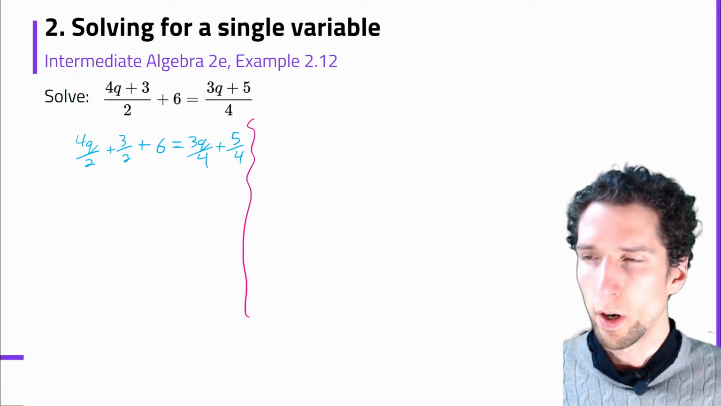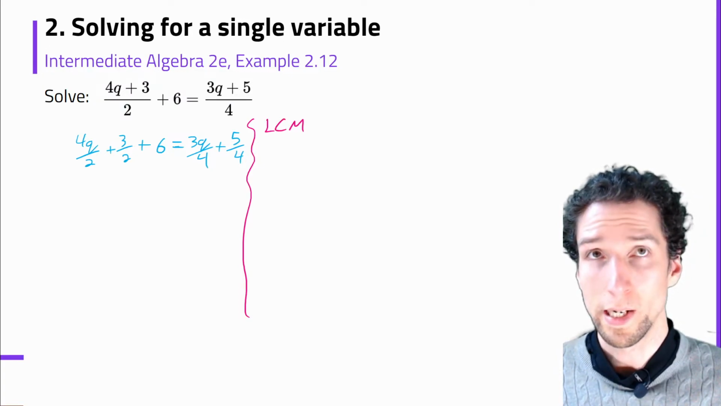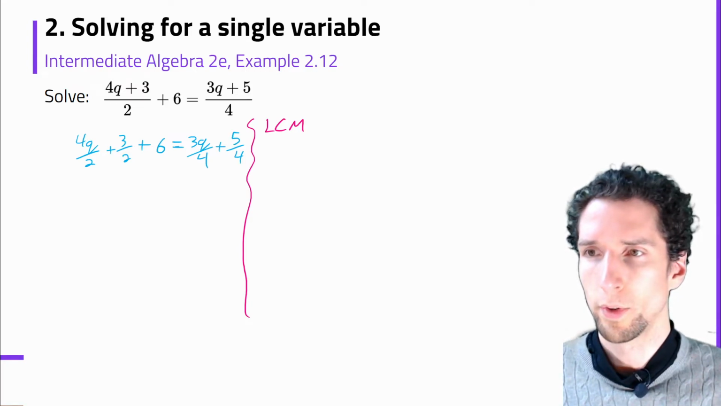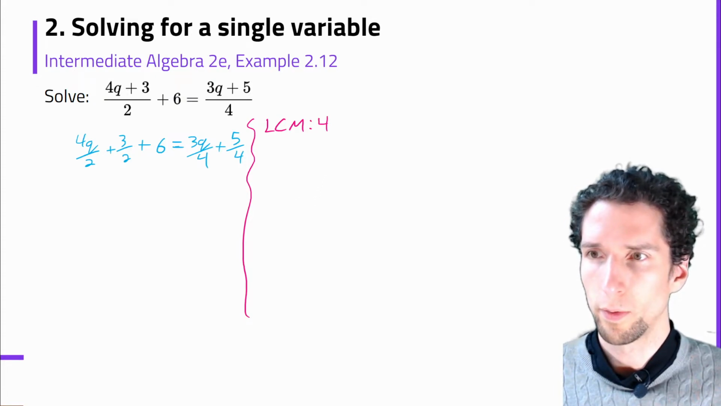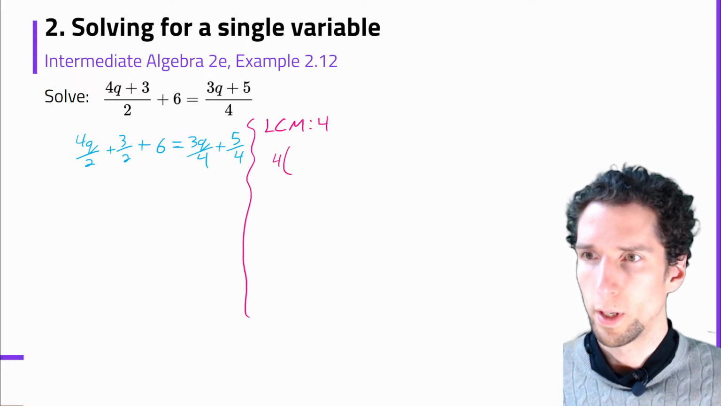So I can notice here I have a 2 and a 4. The lowest common multiple there, which we talked about 2 days ago with the prime factorization stuff, is 4. So let's just multiply both sides by 4. Yeah, I'll write that out as an extra step here.